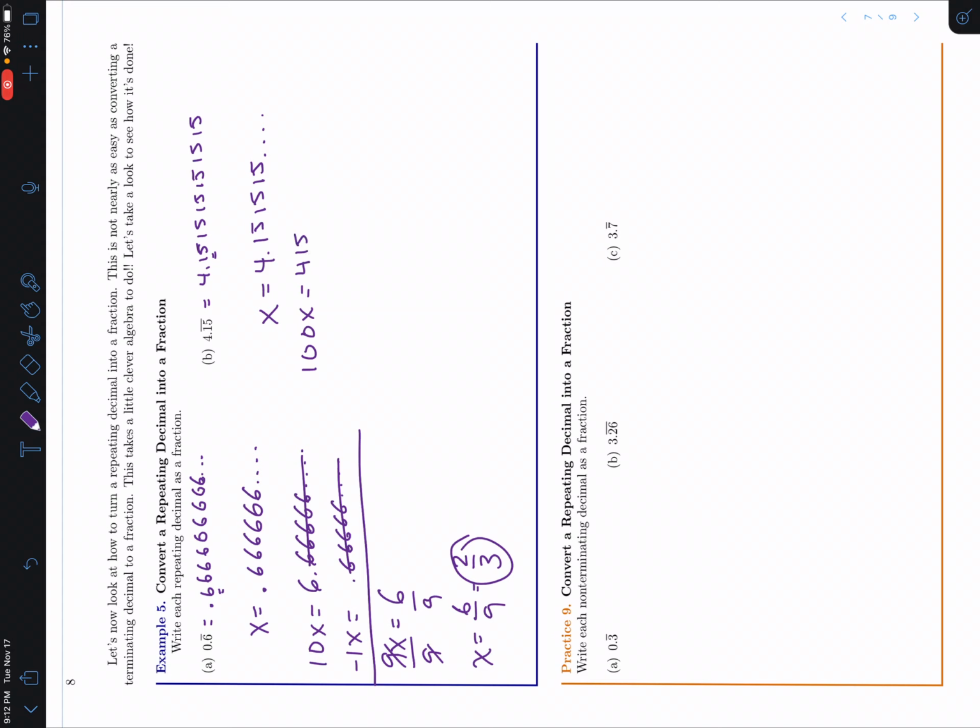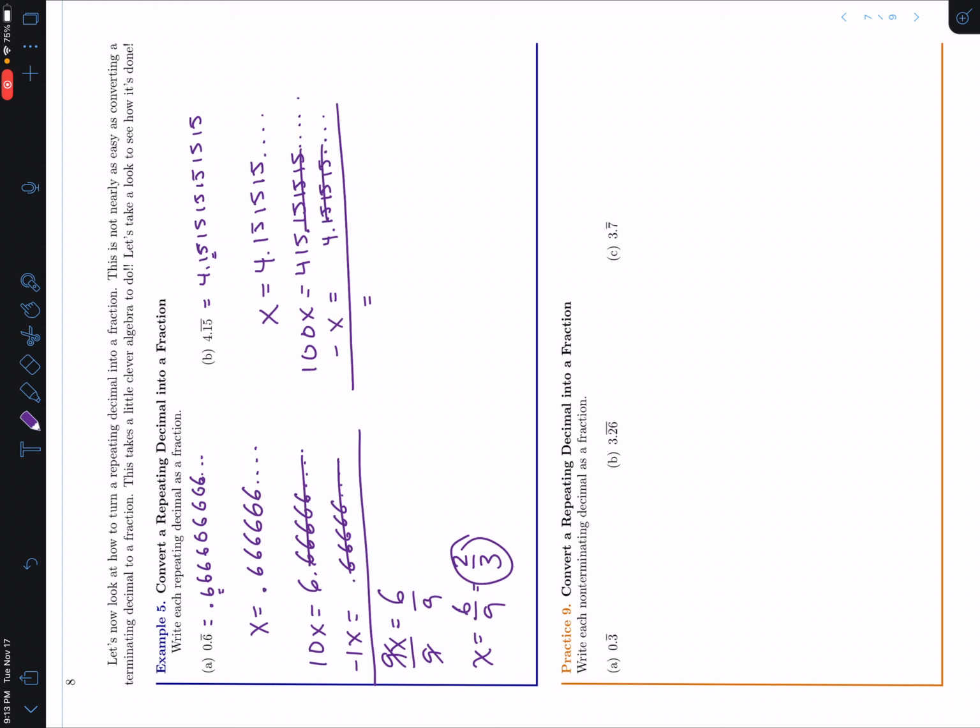So now I move it 2 decimal places, so I end up with 415.151515 forever and ever and ever. So now let's subtract. Let's bring this other equation down below. Now we've got exactly what we were looking for on the right, because all these 1 5s are paired up and they're underneath each other.